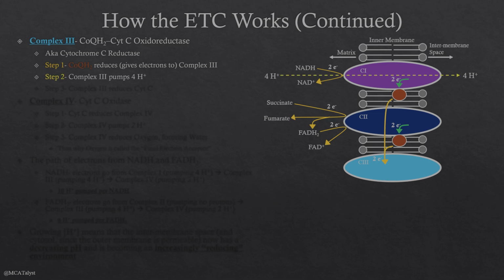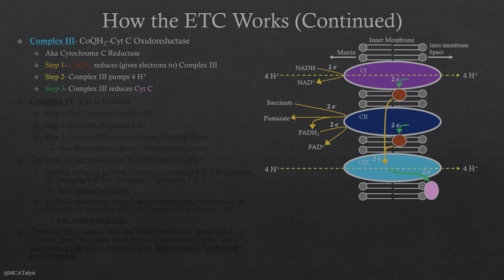This is going to allow complex 3 to pump 4 protons. And then complex 3 will pass on the electrons to cytochrome C. This allows complex 3 to reset itself so that it can accept more electrons from coenzyme Q. Now that cytochrome C has the electrons, it is going to be passing those electrons onto complex 4. Because of this, all that complex 4 really is doing is oxidizing cytochrome C, which is why it's simply called cytochrome C oxidase.